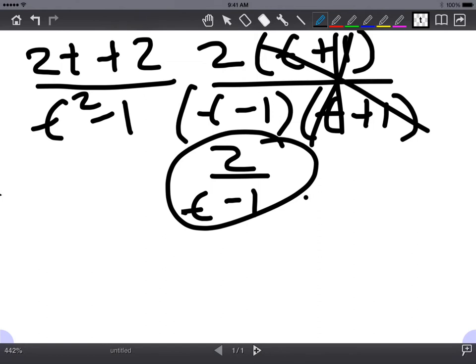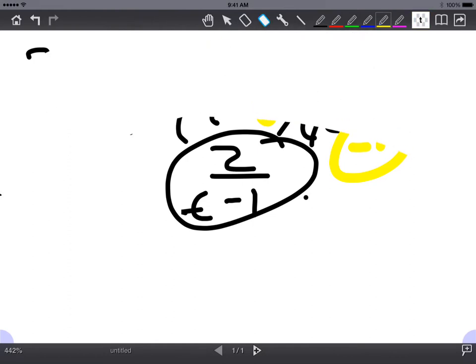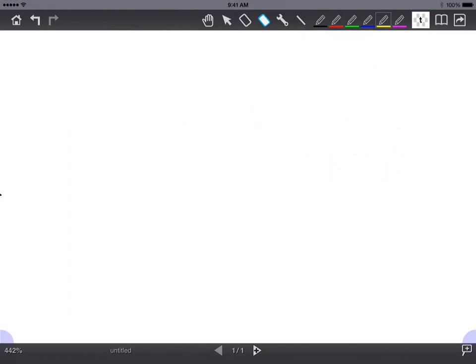And then if you wanted to find excluded values, you would just say that they were 1 and negative 1. Okay, so that's our first problem worked out. That was pretty painless. Let's do one more.